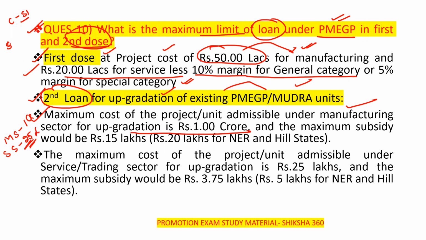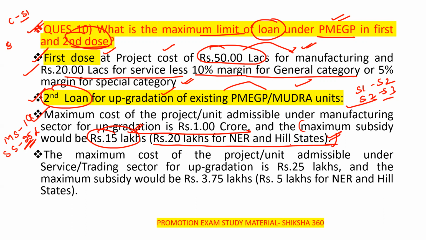Clear? It is to be rupees 25 lakh. And the maximum subsidy, this type of question you will find from scale 1 to scale 2 or scale 2 to scale 3. And what is the maximum subsidy under that? The maximum subsidy would be rupees 15 lakh. Clear? The maximum subsidy will be rupees 15 lakh in the case of the manufacturing sector, and as a special case, rupees 20 lakh for the northeastern region and the hill states.